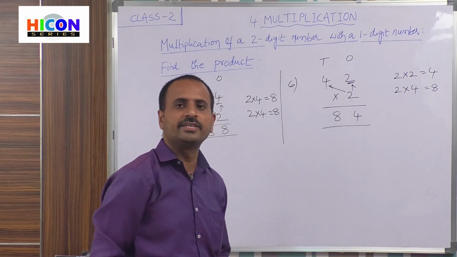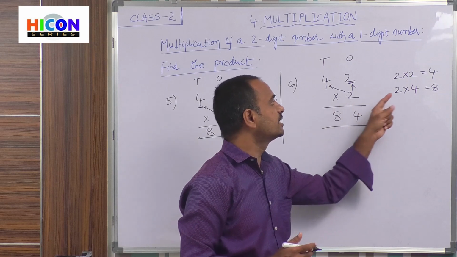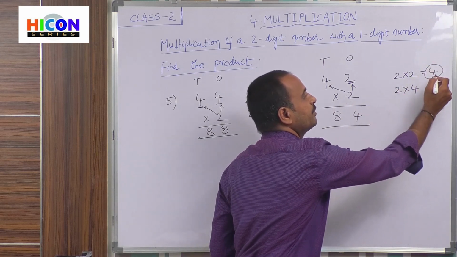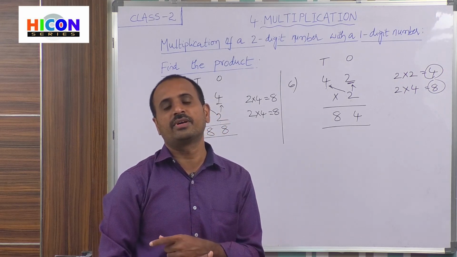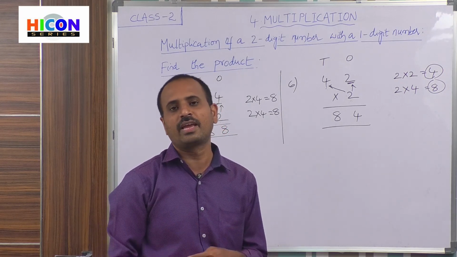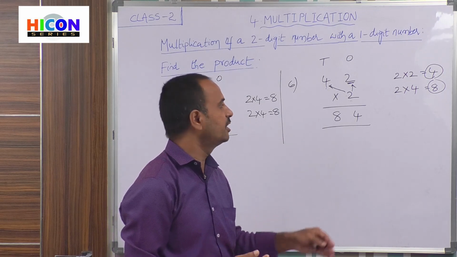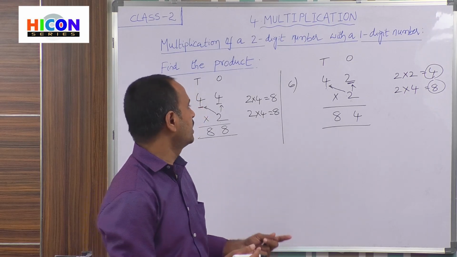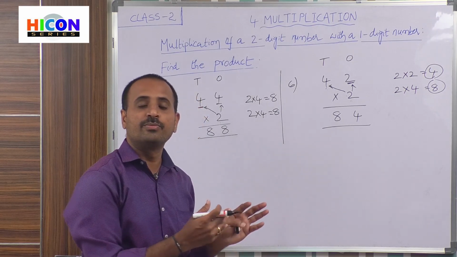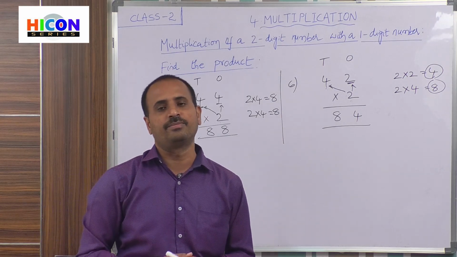So children, in this way we have to do the multiplications without carrying. All these multiplications are without carrying because the product in each case is a single digit number. If the product is a single digit number, then there is no need to carry and we have to write the whole one digit number under ones place, under tens place. So these are the example problems for the multiplication of a 2 digit number with a 1 digit number.